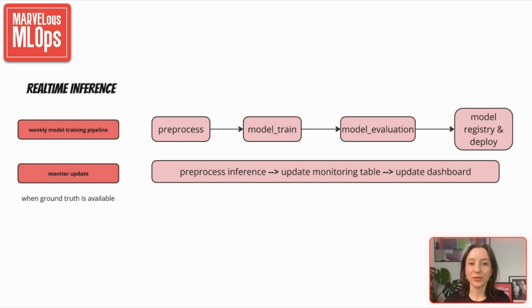And this is an example for real-time inference. Here, the model is retrained weekly, and the updated model is deployed to the serving endpoint. Separately, when ground truth labels arrive, a workflow updates the monitoring table used by Lakehouse monitoring. These are two distinct workflows, one for training and deployment, another one for monitoring, each running on a different schedule. This separation allows for modularity and scalability, especially in production environments.